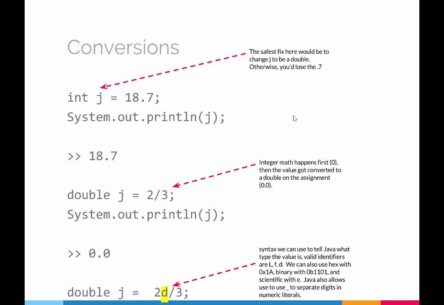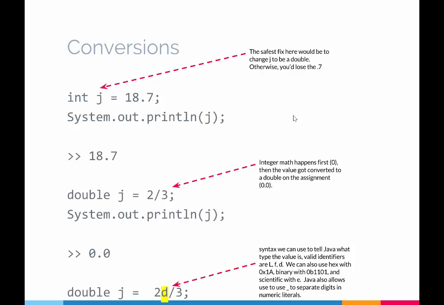This is the next one. So a lot of people got this wrong because this is what happens. These are two ints. Whole numbers by default are ints. So this integer math happens. This becomes 0. Then it gets converted to a double. Because we can safely go from an int to a double, right? It's 0. We can safely go wide. So then this gets converted from 0 to 0.0.